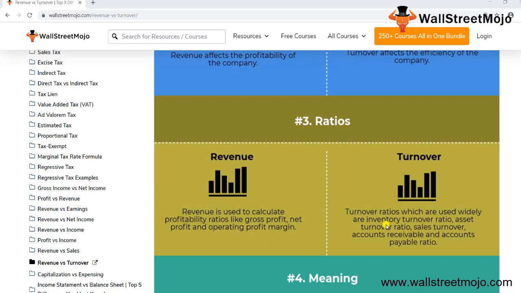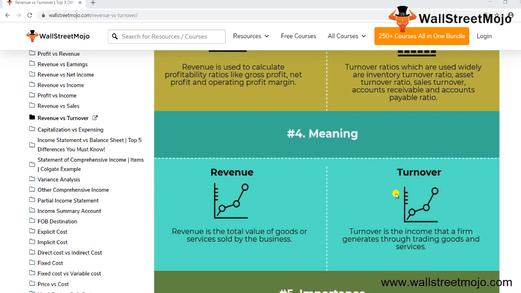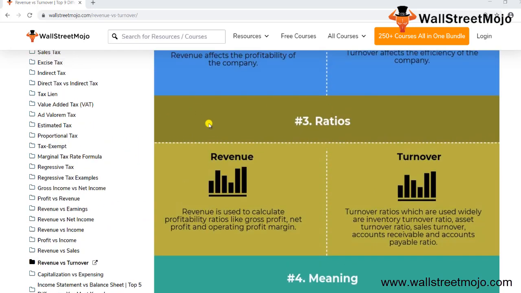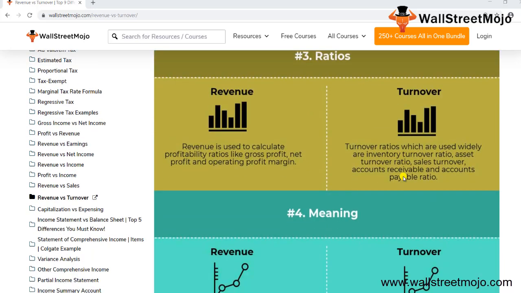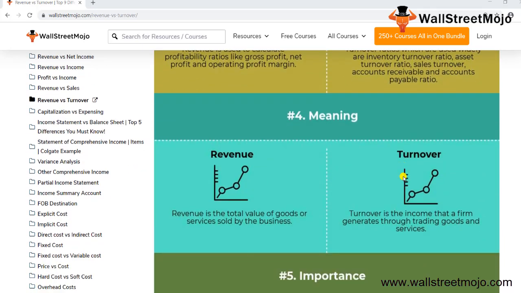Turnover ratios are used widely: inventory turnover ratio, which shows how fast inventory is moving, asset turnover ratio, sales turnover, accounts receivable, and accounts payable ratio. So it is the movement of your receivables, inventory, or payables and so on. You understand now the meaning. Revenue is more focused on the profitability side. Turnover is more focused on the usage of the assets and whether you have burnt or whether you have earned.